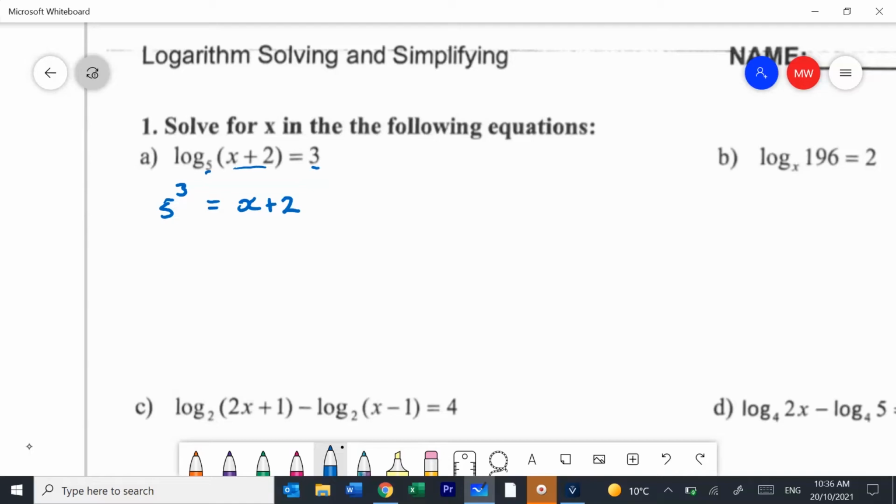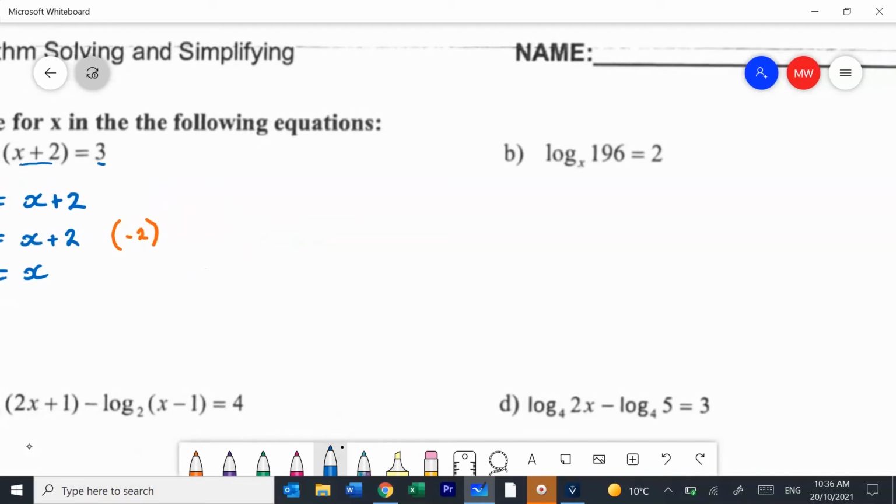Once we've got it into this form, we'll expand our indices. So 5 to the power of 3 is 125, and on this side we've still got x plus 2. Now we're just balance methoding to solve it. It tells us to plus 2, so we'll take 2 from both sides and we'll end up with x being 123.